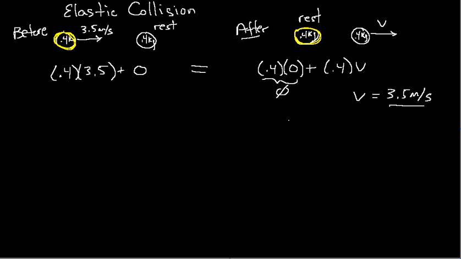Kinetic energy is equal to 1/2 the mass, which is 0.4, times the velocity squared, and that's in joules. After the collision, what's the kinetic energy of this ball? It's 0, because it's not moving, it's at rest. And that's the extent of problem 3.